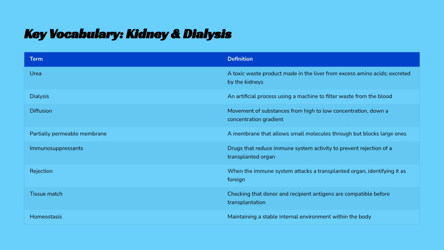Let's review the key vocabulary you need to master. Urea is the toxic waste product removed by the kidneys. Dialysis is the artificial blood filtering process. Diffusion explains the movement of substances down a concentration gradient, which is key to dialysis.